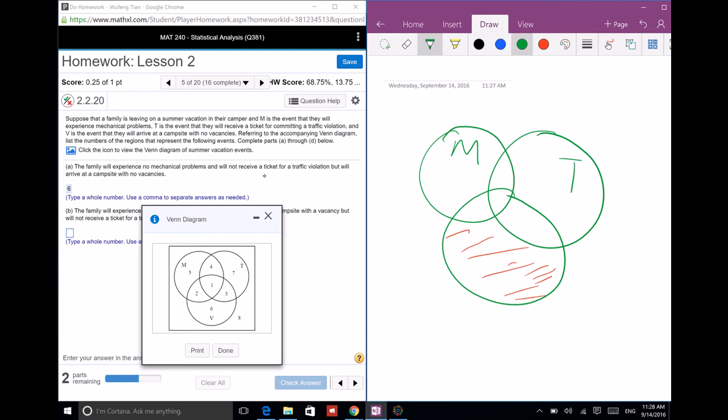So no ticket either. And then they will arrive at a campsite with no vacancies. So no position, no place. Now this is no place, vacancies. And then you have just the part 6. I think it's pretty simple. You can just draw the picture and transform the words into the parts of the picture here.